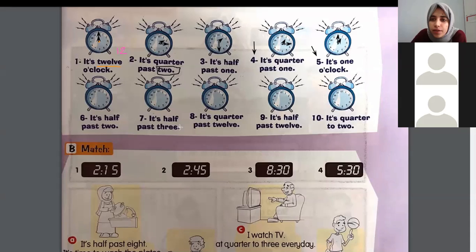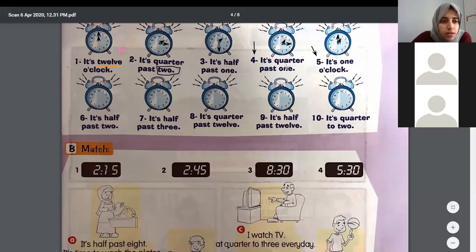Excellent, Hawra. We have less than 10 minutes left. Let's try to finish number 1. And today you have homework, page 36. I want everyone to send me their homework today, please.